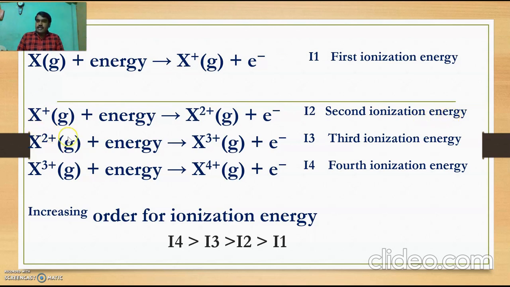Here the electrons are removed from the dication, that is the number 3 electron. Then it is called the third ionization energy. Here the electrons are removed from the trication, that is the fourth electron. Then it is called the fourth ionization energy, and it is denoted by I1, I2, I3, I4. The increasing order of ionization energy is always: fourth ionization energy is greater than third, third is greater than second, and second ionization energy is greater than first ionization energy.